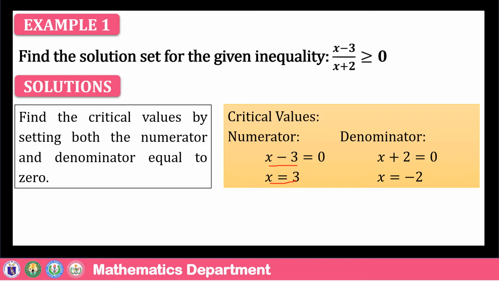And then for our denominator, we have here x plus 2. And then solving for x, you will obtain x equals negative 2. So these two values here, x equals 3 and x equals negative 2, are what we call the critical values for this given rational inequality.